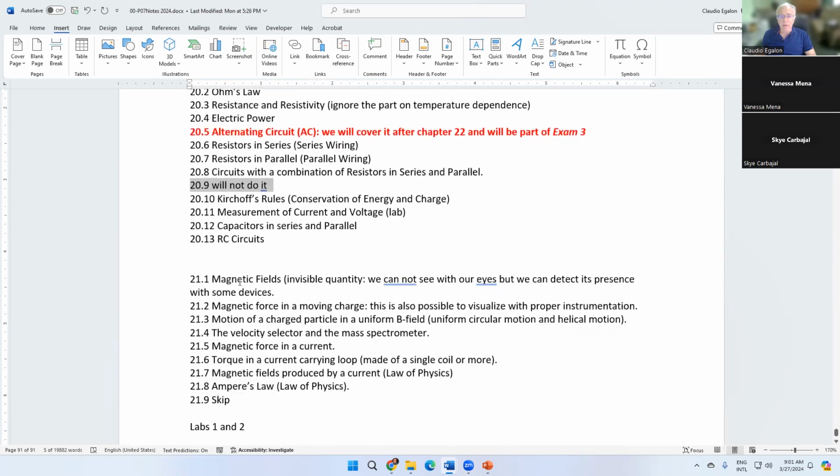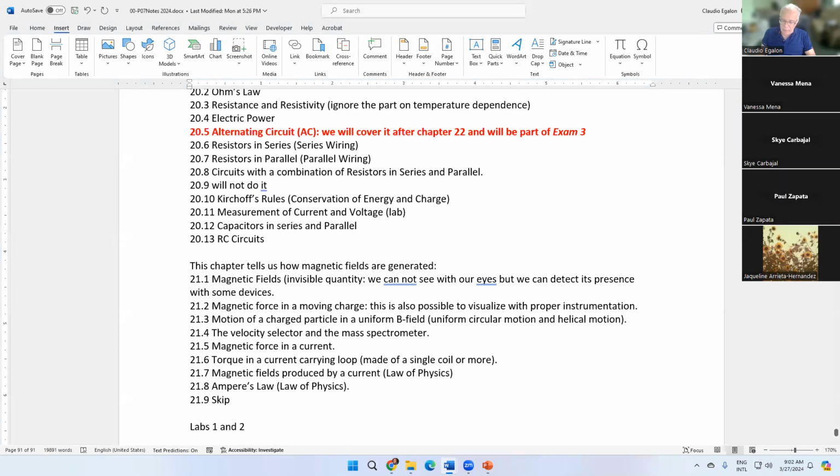Okay. But then what is the next chapter all about? This chapter tells us how magnetic fields are generated. And you need a current. You need a current flow. It's the current that generates a magnetic field. That was a law that was introduced in physics.